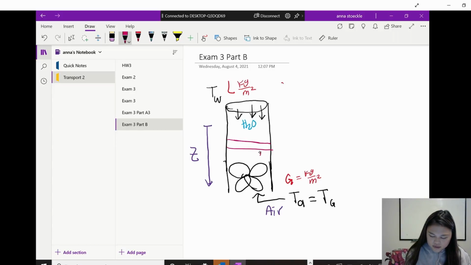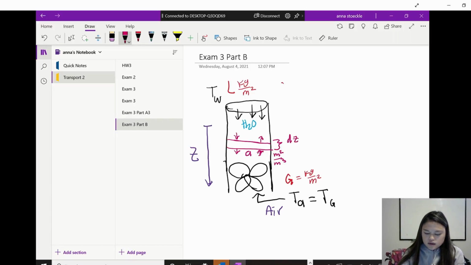We'll have air coming in and out of this section in the upwards direction, and we'll have water going in and out in the downwards direction. We'll just call this lowercase a. This is our specific area, which is in meters squared per meters cubed, the ratio of the area to the volume. And this will be the film thickness. The film thickness will be dz.